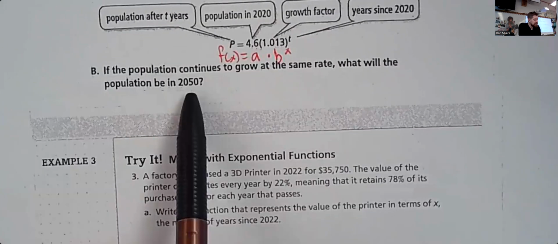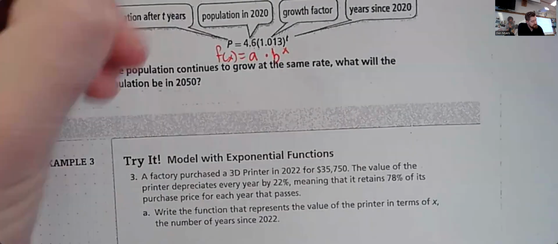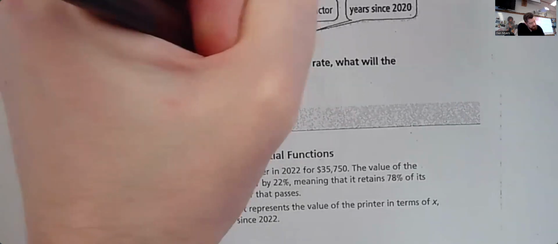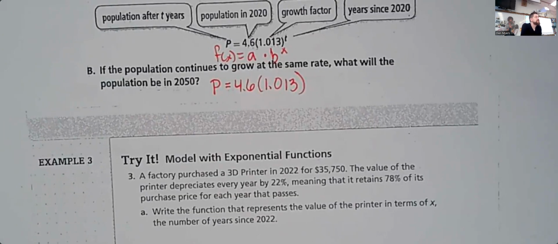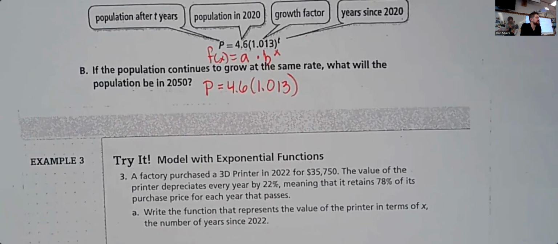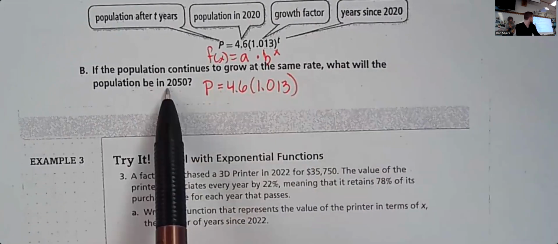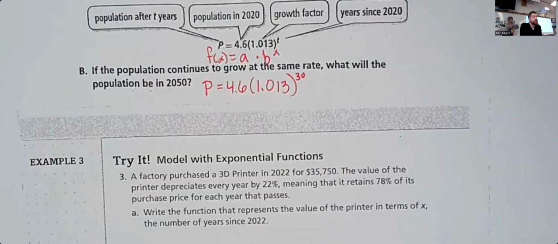So what will the population be in 2050? Let's write the function. P equals 4.6 times 1.013. What's our value of x? Pay close attention here. What is time? 30. Why? T represents the years since 2020. If we're calculating the population in 2050, that's 30 years after 2020. So, exponent of 30.